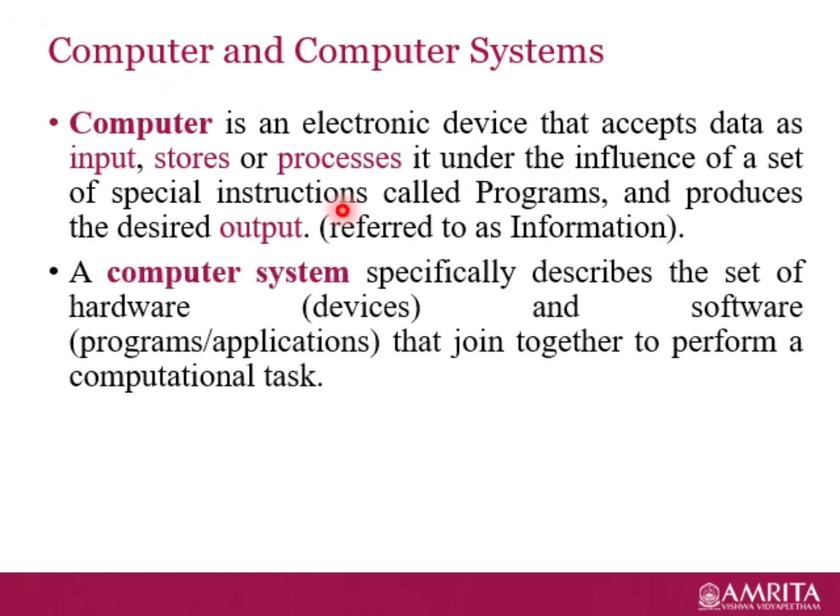But then what is a computer system? Often the terms computer and computer system are used interchangeably. However, the term computer system may also refer specifically to a set of hardware and software that join together to perform a computational task like a manufacturing system or an accounting system, or it may refer to a network of multiple computers linked together so that they can share software, data, and other hardware devices.